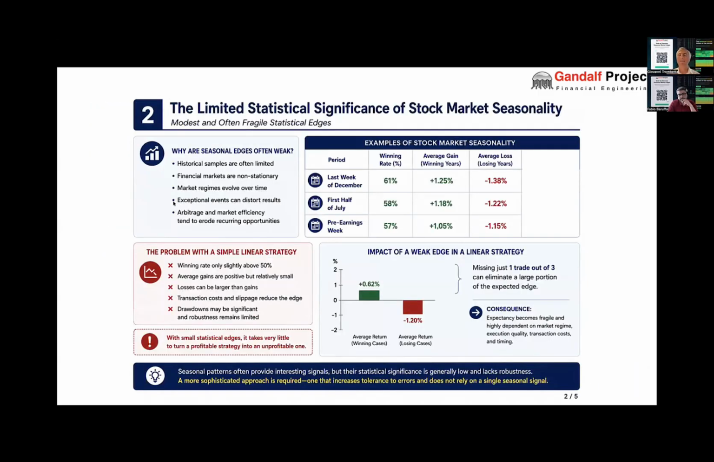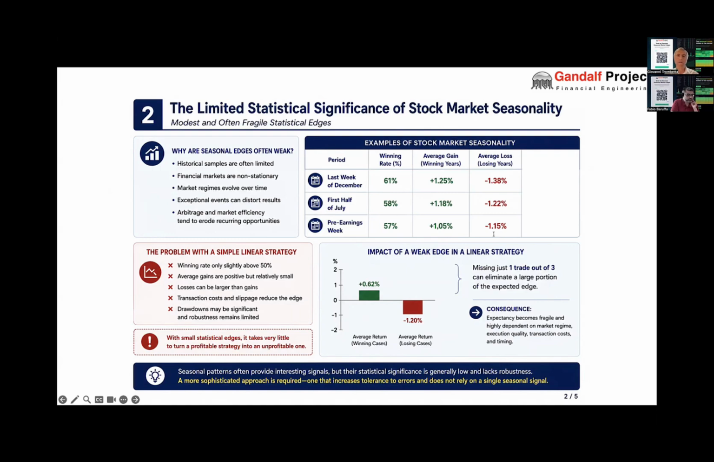So, most seasonal patterns exist, but their statistical strength is often weaker than many investors expect. The question is why. When people hear that a pattern works 60% of the time, they often assume it is a strong edge. But in reality, most stock seasonality signals have only a modest statistical significance. The winning rate is usually between 55% and 65%, not over 90% usually. But you will see sometimes it's possible even to find something above 70%.